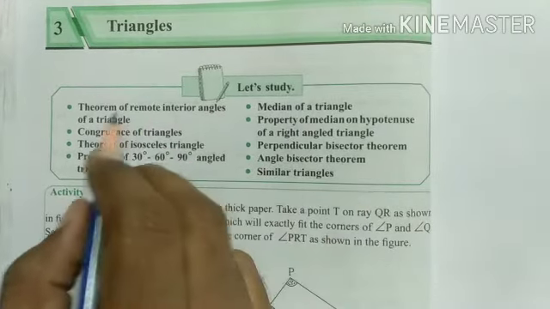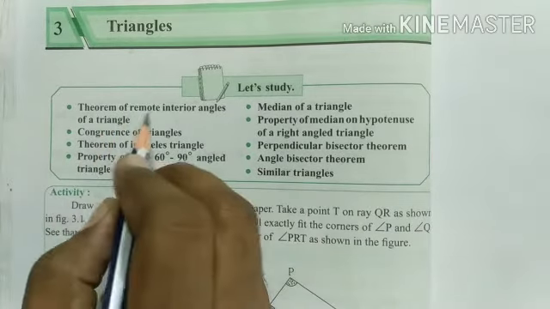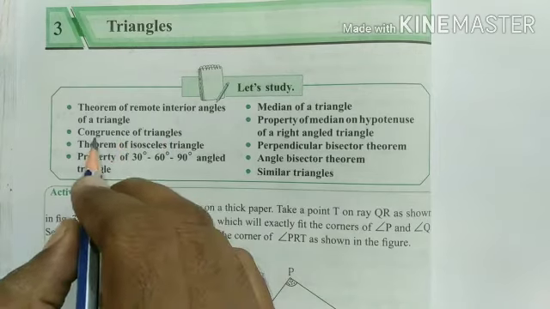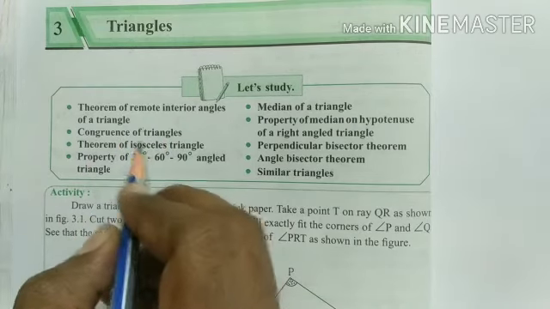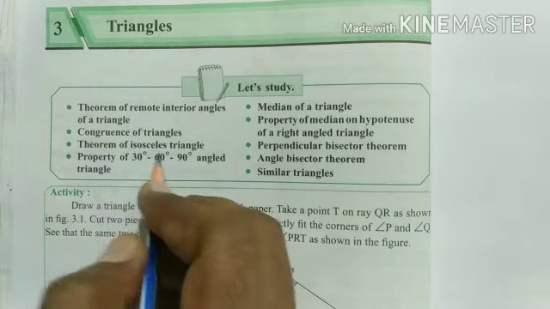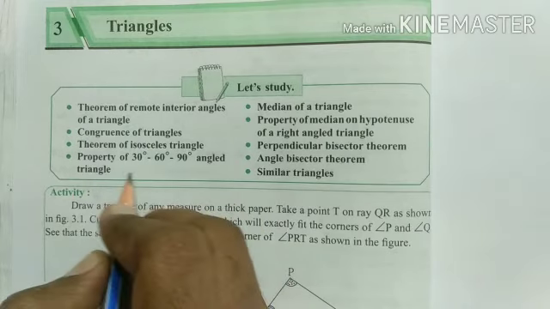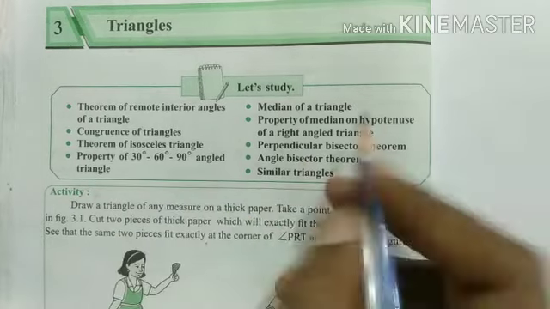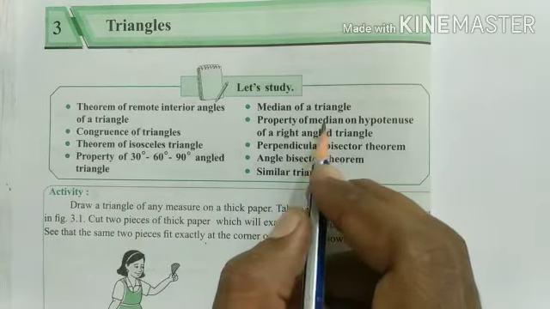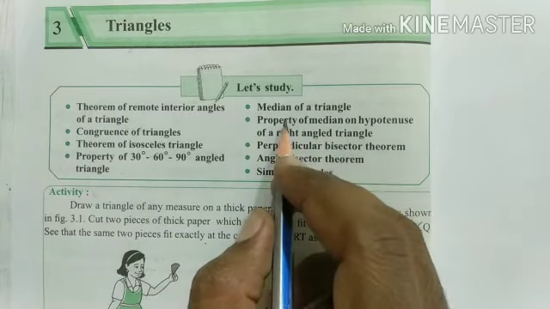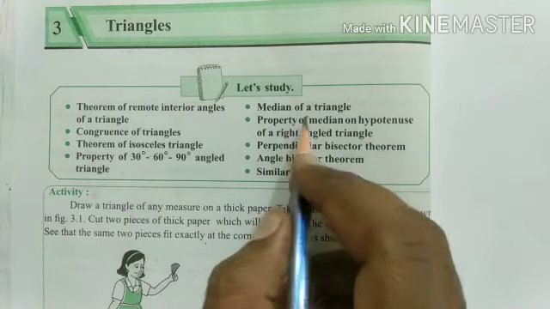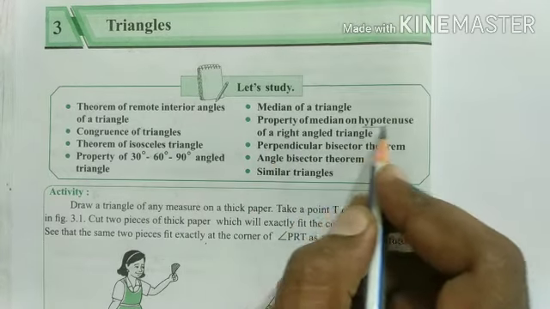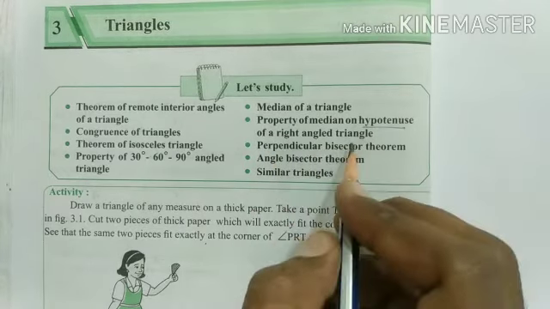So let's study about the theorem of remote interior angles of a triangle. Then we are going to study about the congruence of triangles. Then the theorem of isosceles triangle. Then the property of 30-degree, 60-degree and 90-degree angled triangle. Then the median of a triangle. Here we are going to study about what is meant by median and also the properties of median of a triangle. Then the property of median on hypotenuse of a right angled triangle.